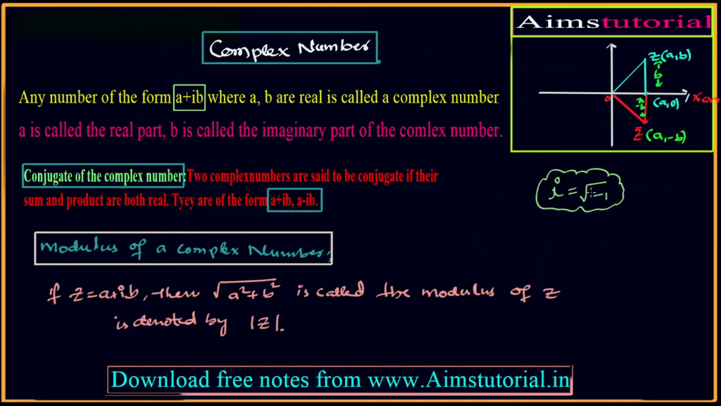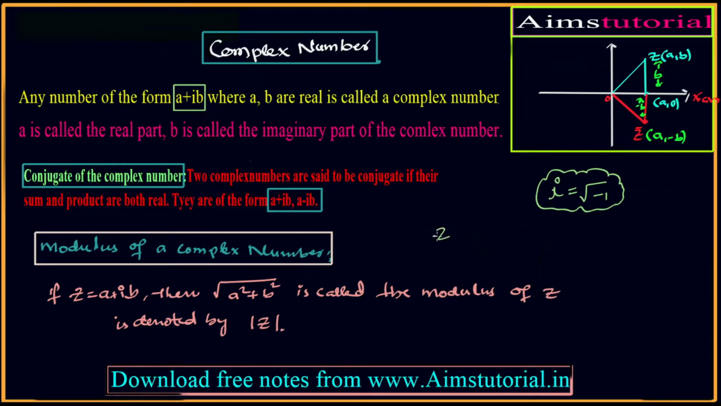So before discussing properties of iota and problems related to iota, let us first learn a few things about complex numbers. So what is a complex number? Any number of the form a plus ib, where a, b are real, is called a complex number.